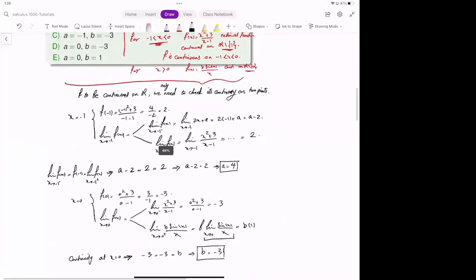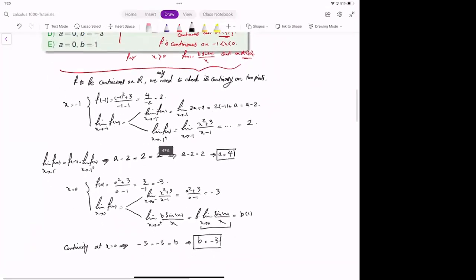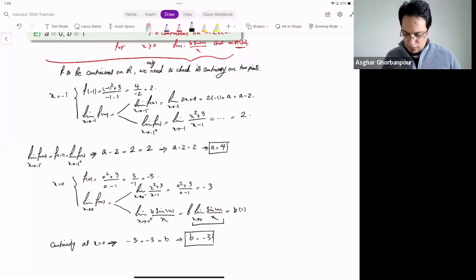Professor, is the limit from x to -1 of x squared plus 3 over x minus 1, isn't it -2? Wait a minute. Which one is this? Even the value is -2. Okay, yes, I have been making a mistake there. Thank you, Adam. I wish I had asked you earlier. Well, that changes the value of a to 0, actually. Yes, you're right. Thank you.